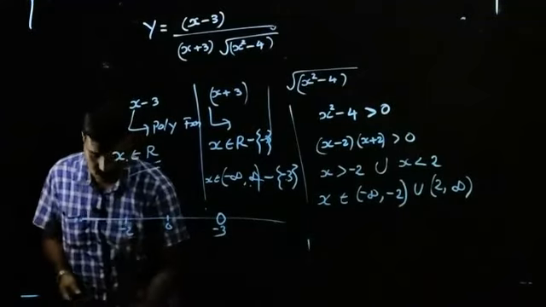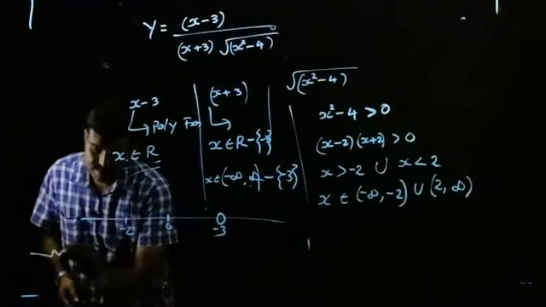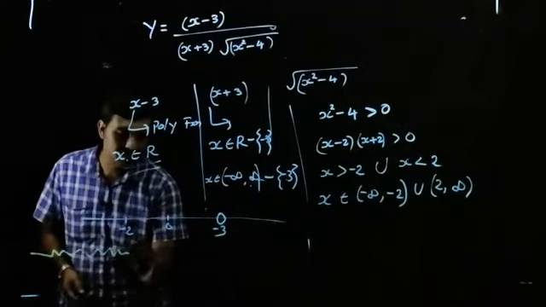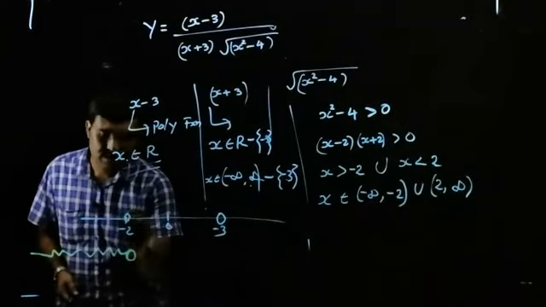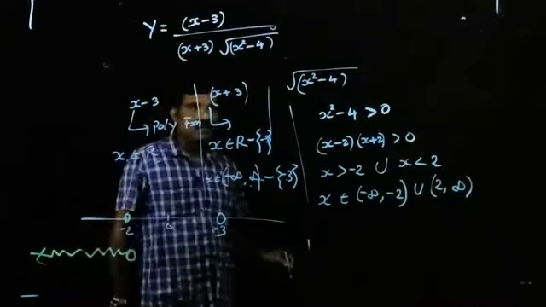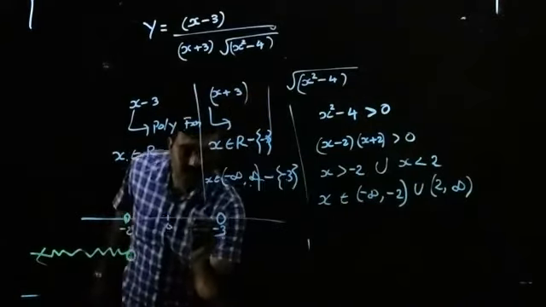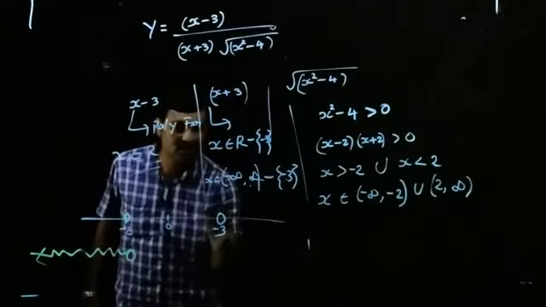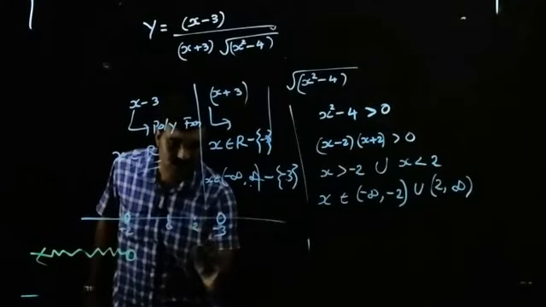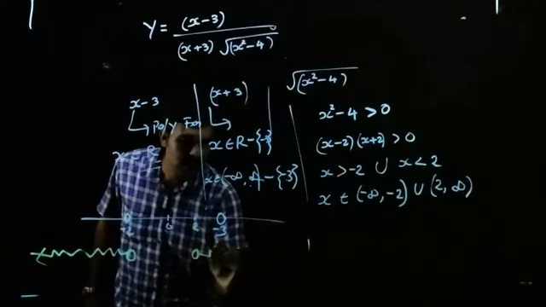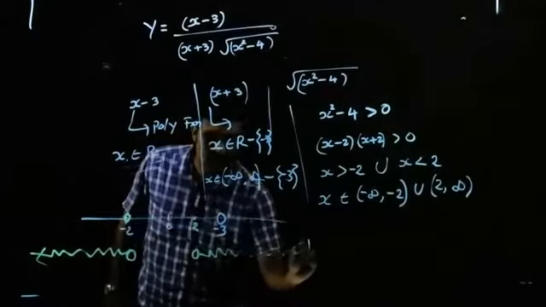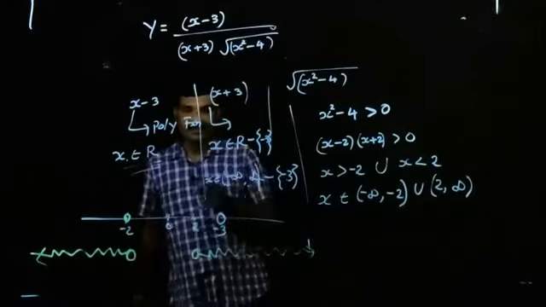So x belongs to -infinity to -2, and -2 is excluded, so an open bracket. Union 2 to infinity. 2 will come here, 2 is also excluded. So I'm marking 2 here. 2 is excluded and that is greater than 2. This is the area.